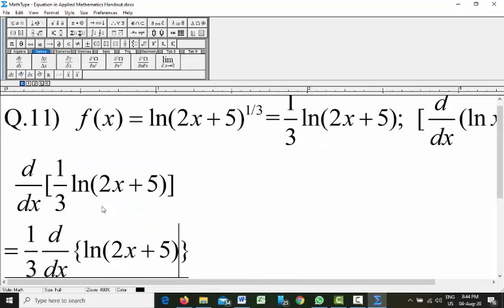Right. So that means this 1 by 3 is the coefficient. You need to move this one behind d by dx, and in front of d by dx other things will be there. So now we will do differentiation of this one.